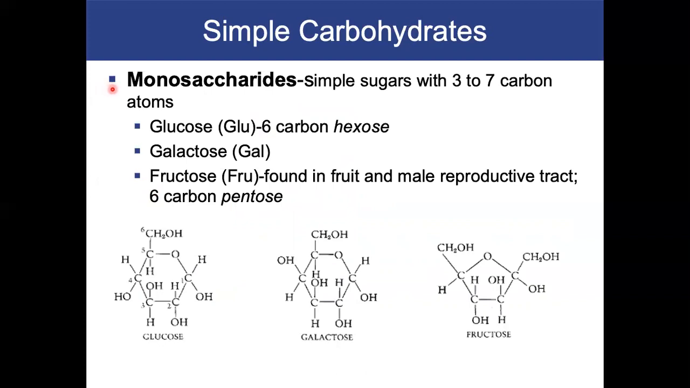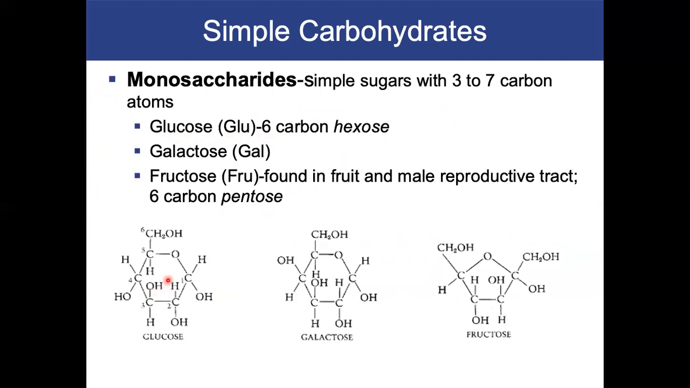Disaccharides, which is on the next PowerPoint slide, are simple sugars, and then everything else is a polysaccharide or complex carbs. So monosaccharide, simple sugars with 3 to 7 carbon atoms. I want you to know these three. So glucose is a 6-carbon hexose.